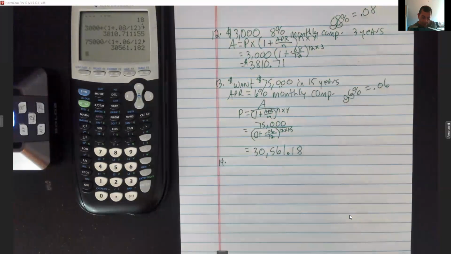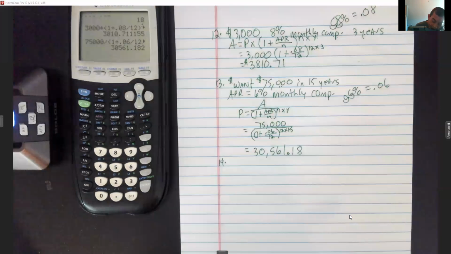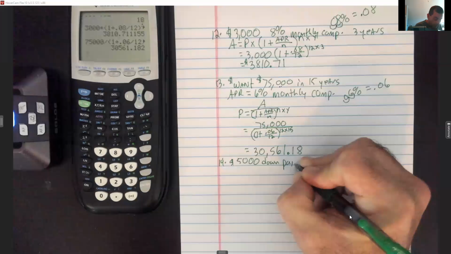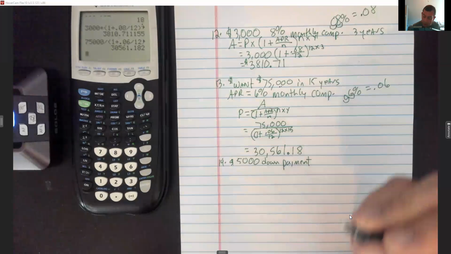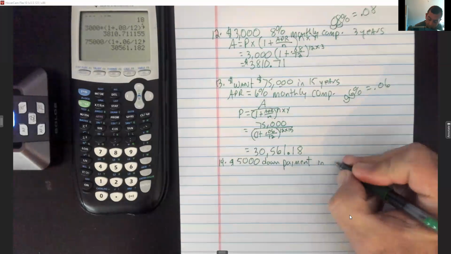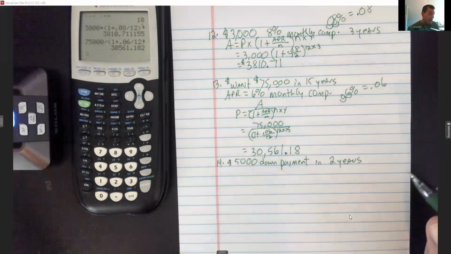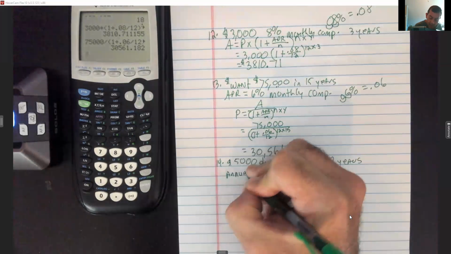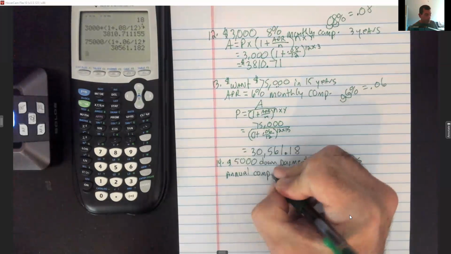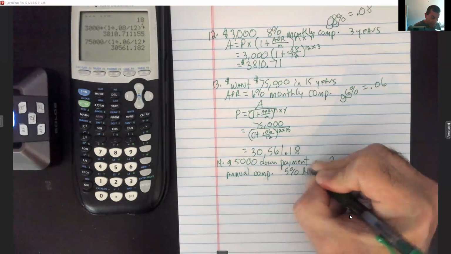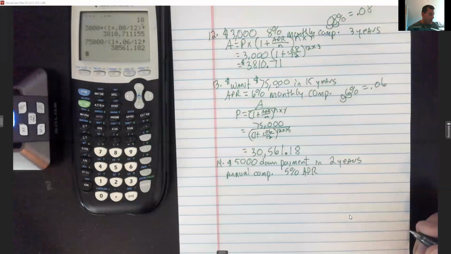All right, so listen here. Suppose you start saving today for a $5,000 down payment that you plan to make on a condo in 2 years. Assuming that you make no deposits into the account after your initial deposit, the account has annual compounding. So that's simple compounding when it's just once a year. APR is 5%. How much do you need to deposit now to reach your 5,000 goal in 2 years?